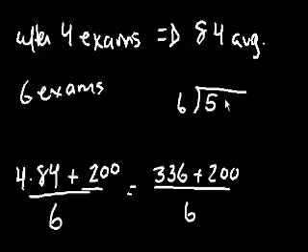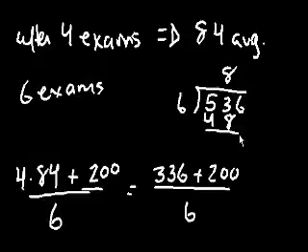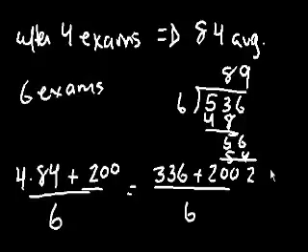6 goes into 536. I don't know if I gave myself enough space. But 6 goes into 53 8 times. 48. 56 goes into it 9 times. 9 times 6 is 54. Then 20, and we'll see it's actually 89.333333. It goes on forever. So 89.3 repeating. So no matter how hard I try in this class, the best I can do, because I only have 2 exams left, even if I were to get 100 on the next 2 exams, I can finish the class with an 89.333 average.